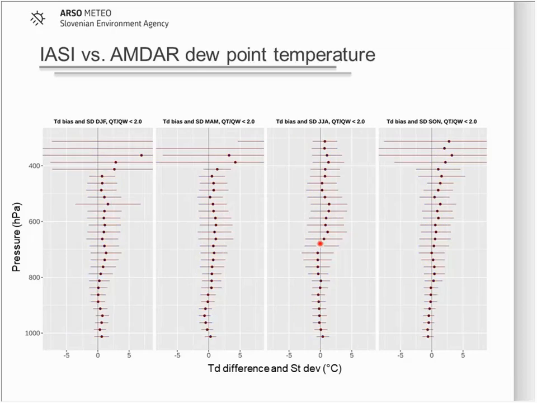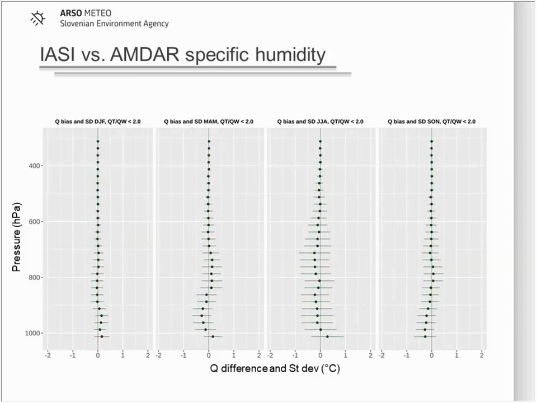Okay, a similar thing here for the dew point temperature. So still, again, the largest differences are at the mid levels, and not so much at the lowest levels. We can also look at the specific humidity, and what we notice here is that the spread, the variability in this difference between AMDAR and IASI, is really much larger in the summer than it is in other seasons.